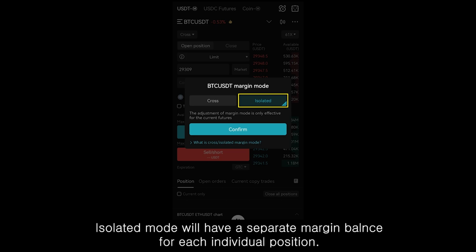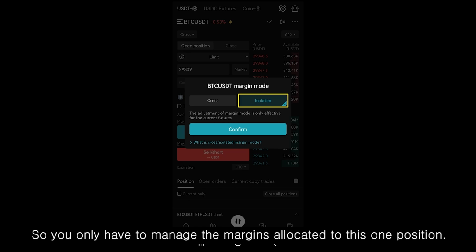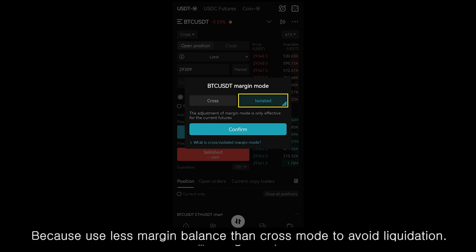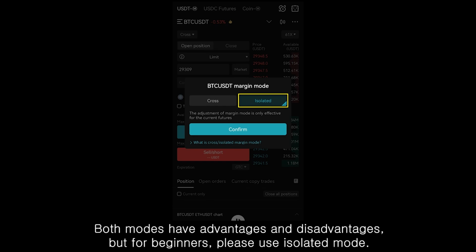Isolated mode will have a separate margin balance for each individual position, so you only have to manage the margin allocated to this one position. However, in this case, you can be liquidated with smaller moves than in cross mode, because you use less margin balance than cross mode to avoid liquidation. Both modes have advantages and disadvantages, but for beginners, please use isolated mode.